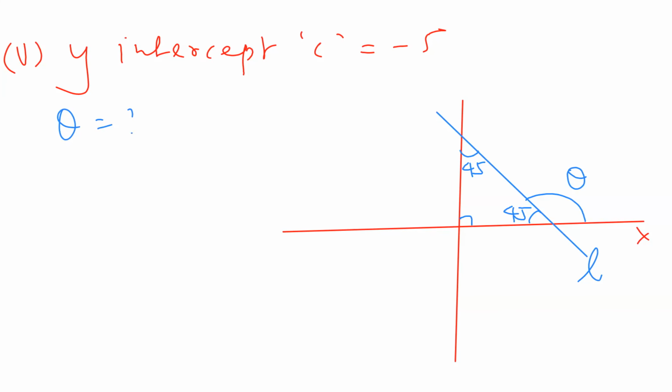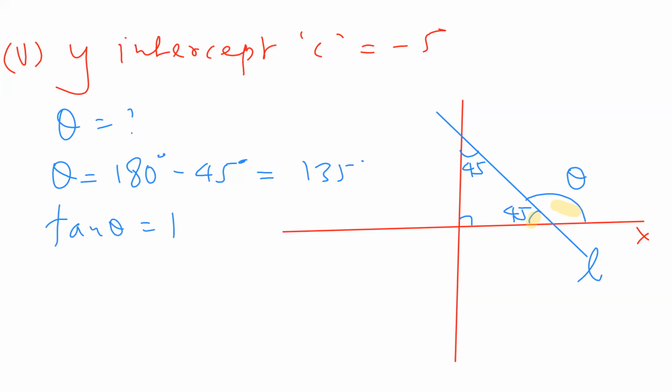So theta will be 180 minus 45, because if you add this 45 to this theta, it forms a linear pair. So theta will be 180 degrees minus 45 degrees, which is equal to 135 degrees, right? So tan theta will be tan 135.